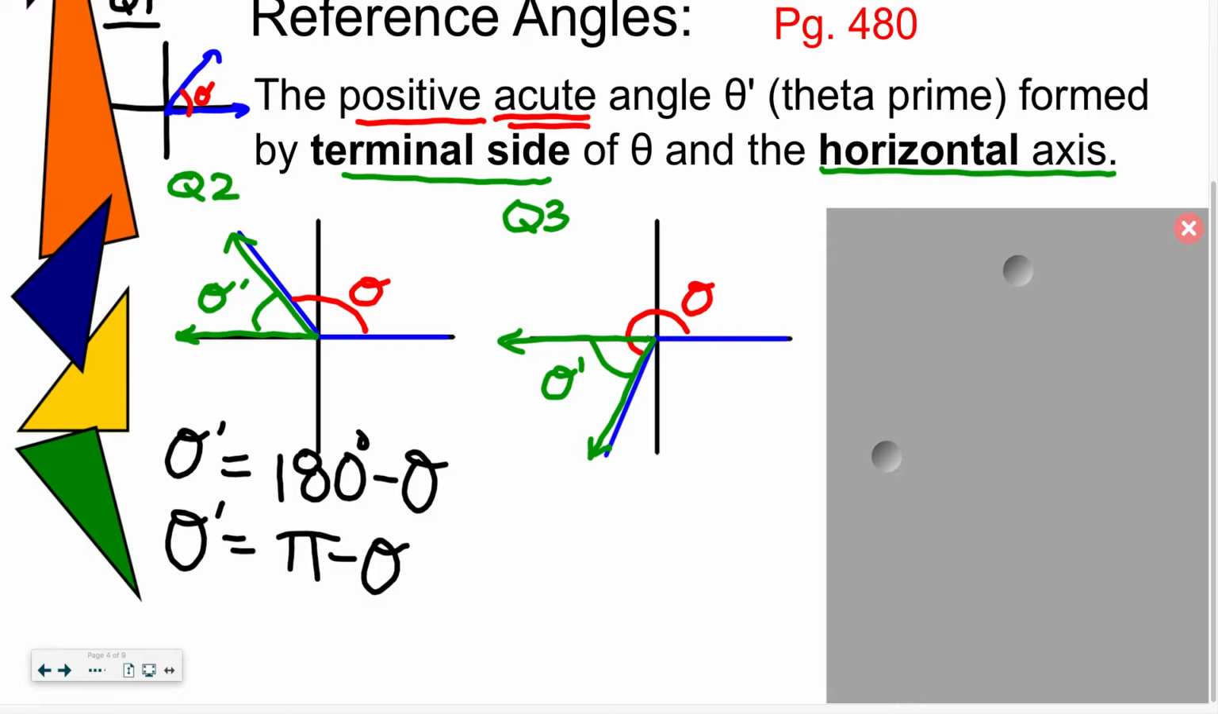I often think about quadrant 3 like an overflow. It's beyond the 180. They already made the linear pair. So it's like the overflow. What's the extra? So you better write this into your notes. Theta prime is theta minus 180.